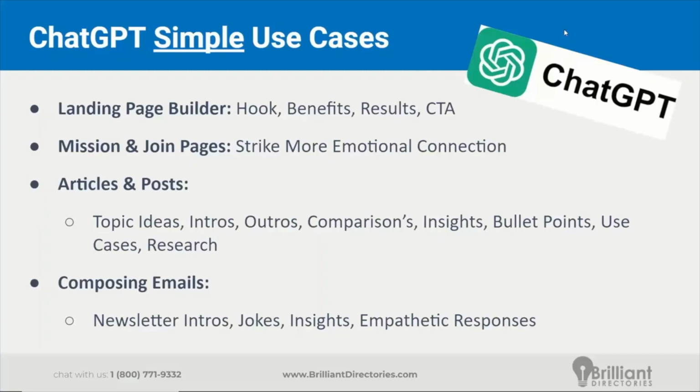And then lastly here, composing emails. Actually, in some recent Brilliant Directories newsletters, the first paragraph, we wanted them to be a little cheeky and fun, and we asked ChatGPT to write some newsletter intros, and they worked out really great, and they were fun. They were just a couple sentences long. We modified them a bit, but they were a great starting point for us. So composing emails, you can find nice intros, include jokes, insights, and more importantly, empathetic responses.